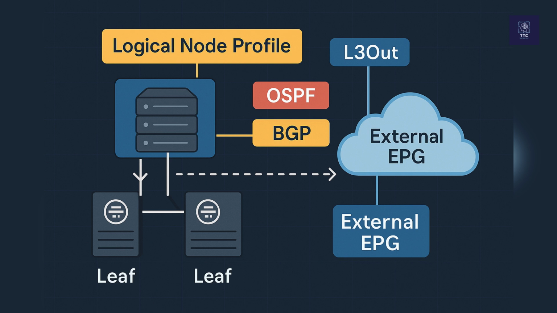How do L3Outs work in ACI? L3Outs provide Layer 3 connectivity to external networks. You configure a logical node profile that maps to leaf switches and interfaces. Protocols like OSPF or BGP are used for dynamic routing. External networks are grouped into external EPGs for policy control using contracts.